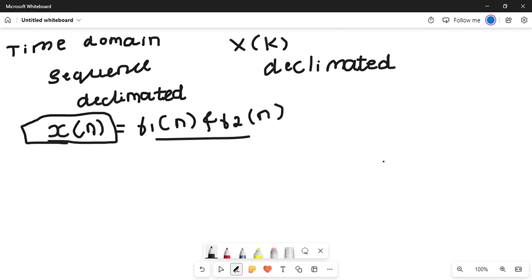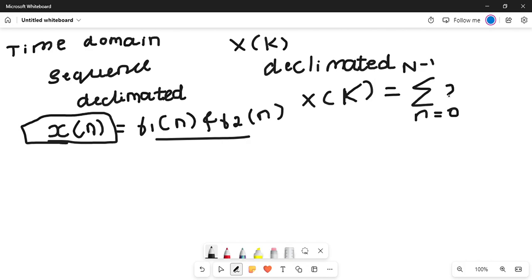So that means your x of k is divided. What is x of k? The n-point DFT, which is equal to the summation of n equal to 0 to n minus 1, of x of n into omega n kn, right? We know the definition of the n-point DFT, x of k.